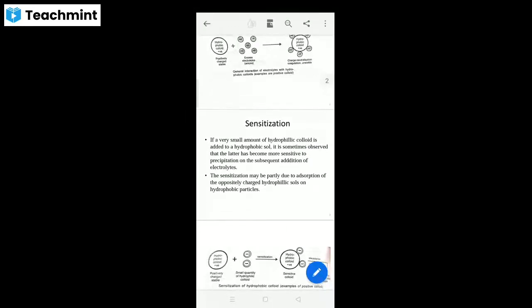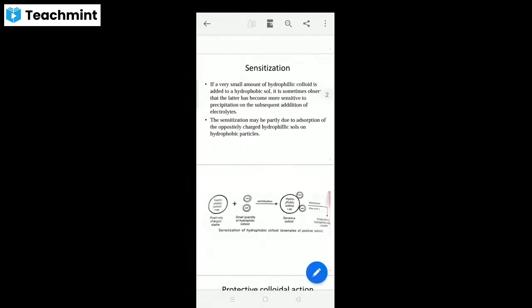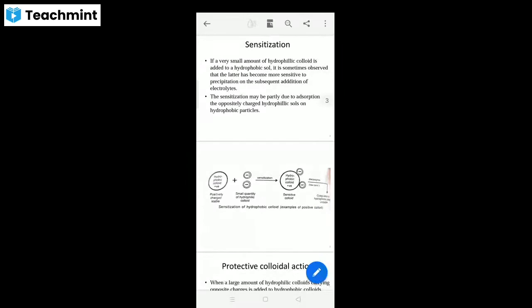Sensitization: if a very small amount of hydrophilic colloid is added to a hydrophobic sol, it is sometimes observed that the latter has become more sensitive to precipitation on the subsequent addition of electrolytes. The sensitization may be partly due to adsorption of the oppositely charged hydrophilic sol on the hydrophobic particles. Okay, sensitivity means the sensitivity of that hydrophobic particle towards the electrolyte so that coagulation may occur.